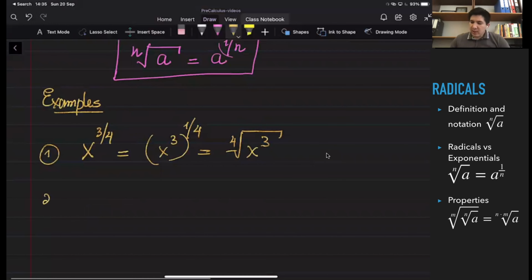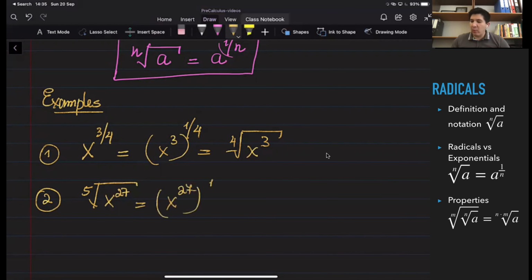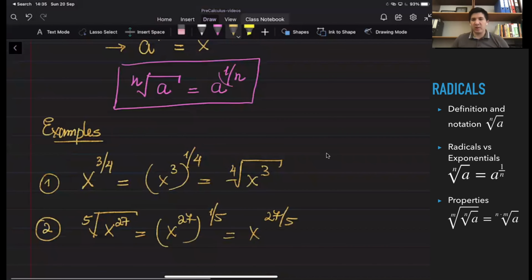Let's do another example. So let's say I would like to rewrite the 5th root of x in the power of 27, for example. So this can be written again as x in the power of 27 in the power of 1 over 5. And then it's going to be x in the power of 27 over 5. So this formula actually is really important, which connects the exponentials and the radicals.